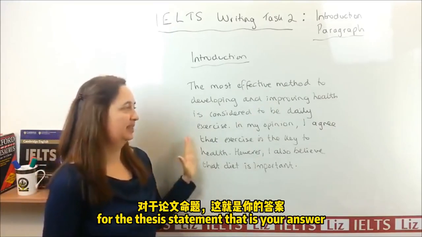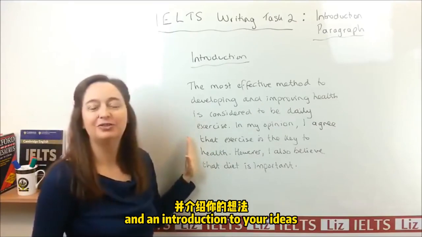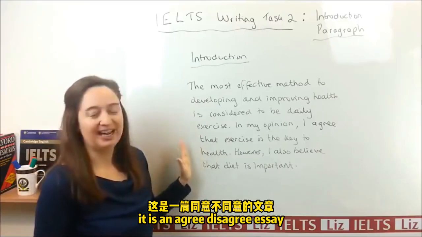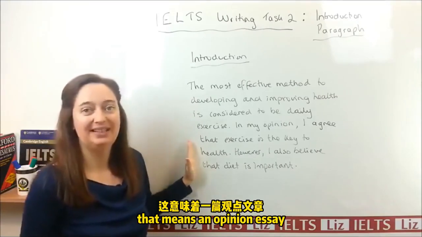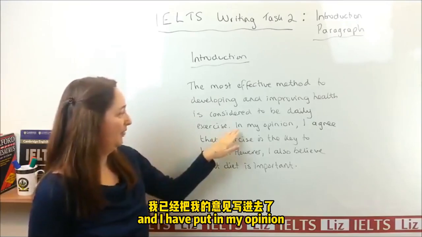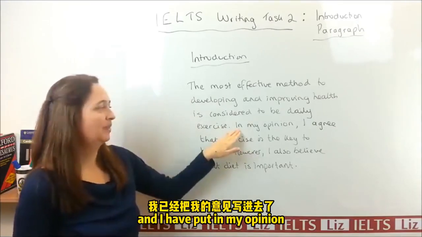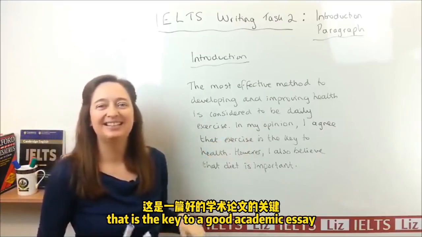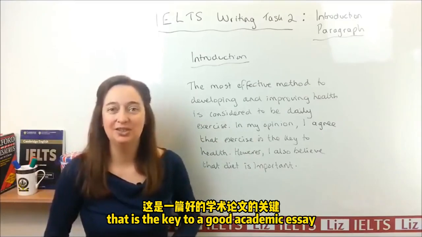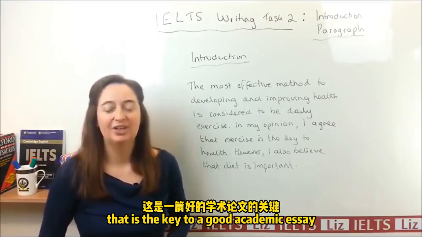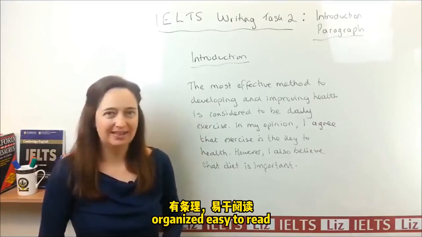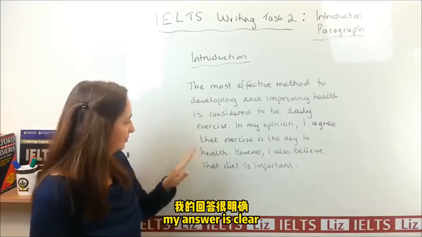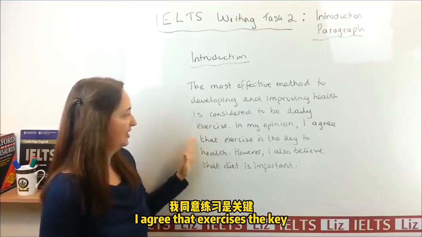For the thesis statement, that is your answer and an introduction to your ideas. It is an agree-disagree essay. That means an opinion essay. And I have put in my opinion so that the examiner can find it quickly and easily. That is the key to a good academic essay. Logical, organised, easy to read. My answer is clear. I agree that exercise is the key.